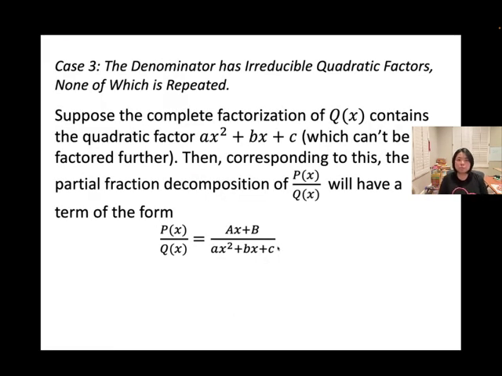Case 3, the denominator has irreducible quadratic factors, none of which is repeated. So this time, my Q(x), my denominator, contains the quadratic factor ax squared plus bx plus c, which can't be factored further. Okay, we can't factor it. So what we're gonna do is let (Ax + B) over the quadratic factor here. Okay, Ax + B on the top.